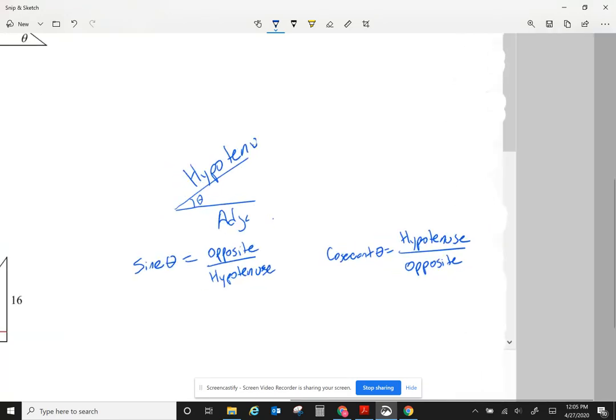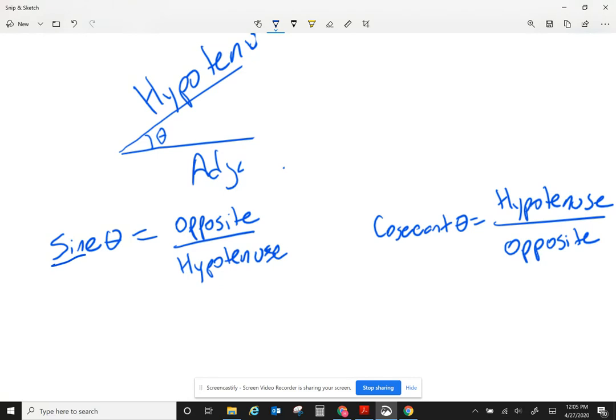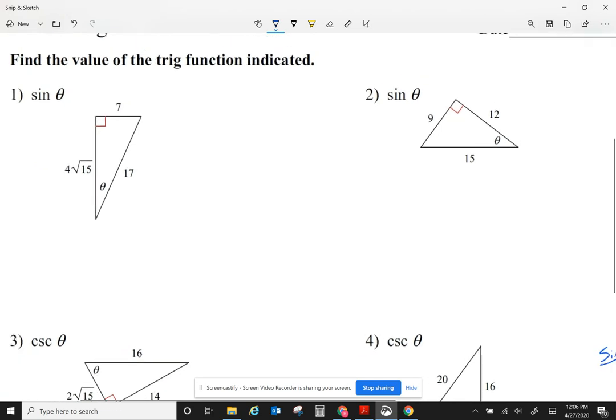Okay, why am I saying this? The way we're going to abbreviate this, for sine, I'm going to use the first three letters, so I'm going to abbreviate that as sin theta. For cosecant, the abbreviation will be csc theta. So in our homework today, we're going to see things like this: find the value of the trigonometric function indicated.